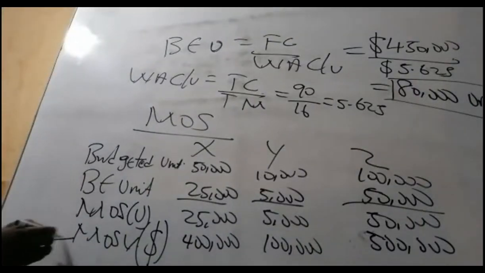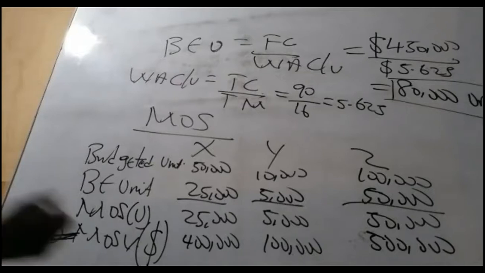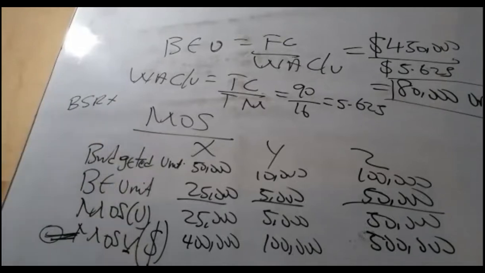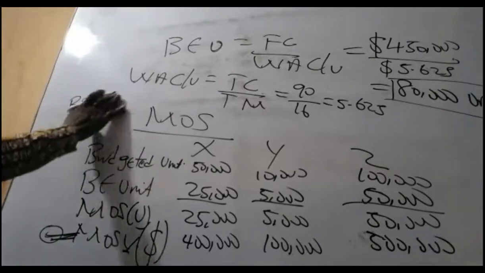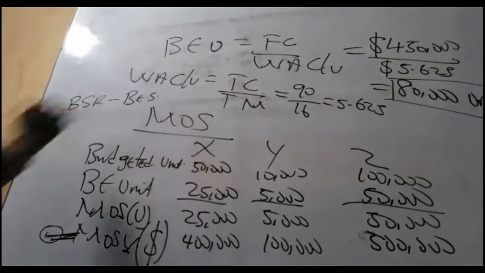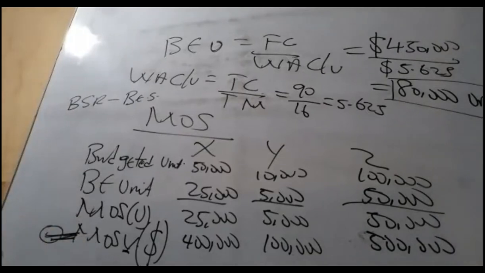Now I want to do an alternative for margin of safety in terms of value. Don't worry. It's equal to the budgeted sales revenue less the break-even sales revenue. You can also use that. You get the same answer. But let me move on.